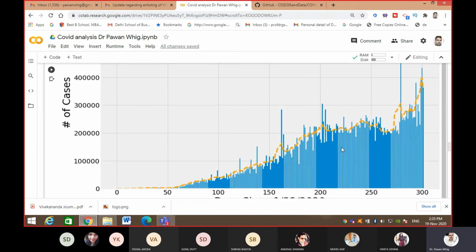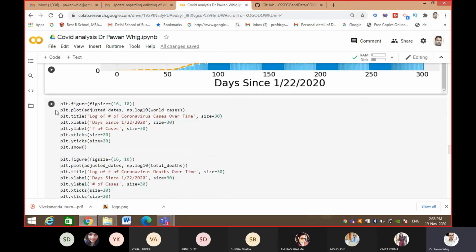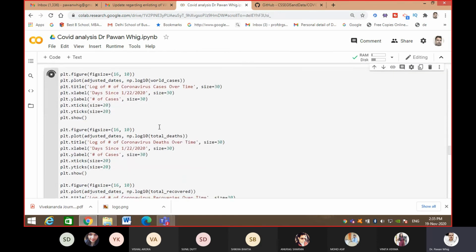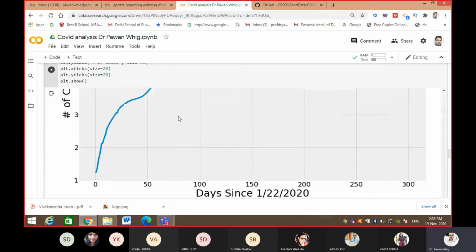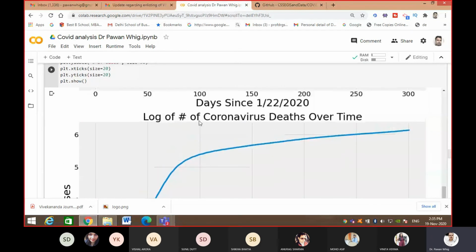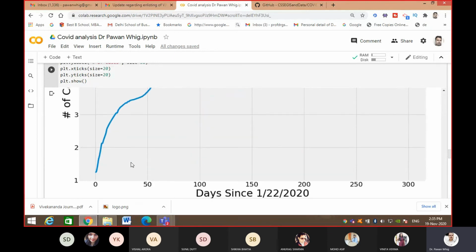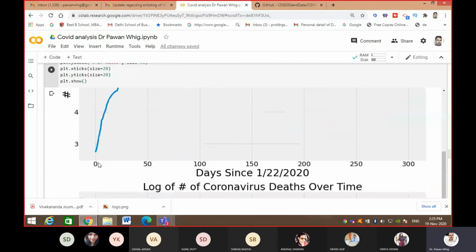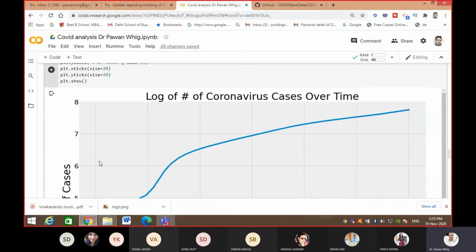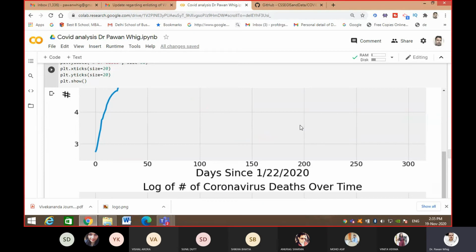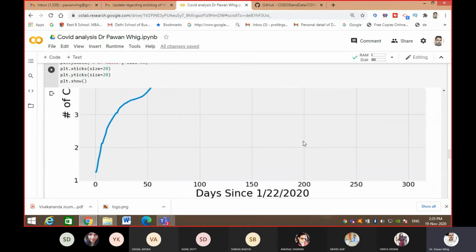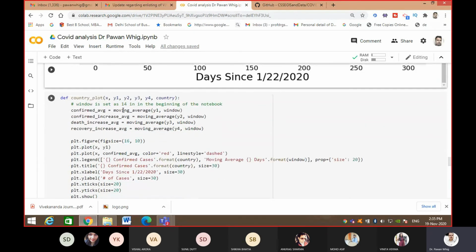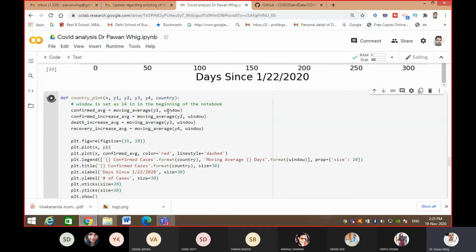After that there are certain more graphs where you can see the same thing over a log graph. A log graph is basically a concise way of presenting something. Millions of things you can present in concise graphs. That is what we call the log of corona cases over time. You may leave this, no problem. The same thing is mentioned here.